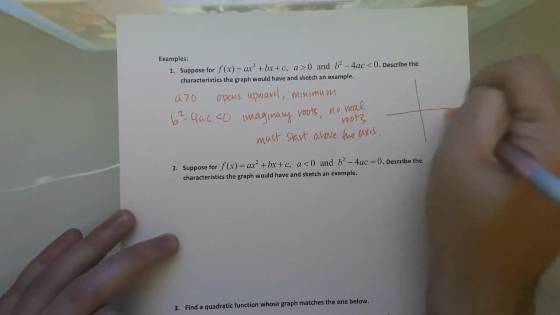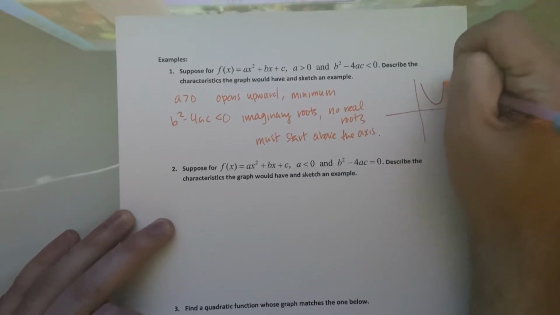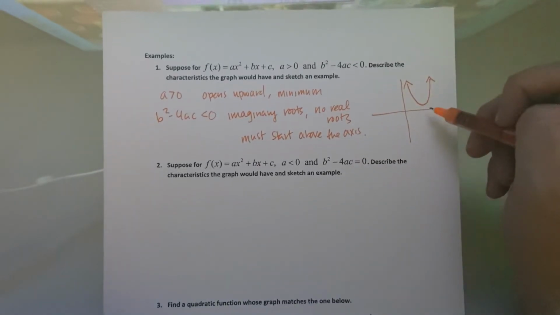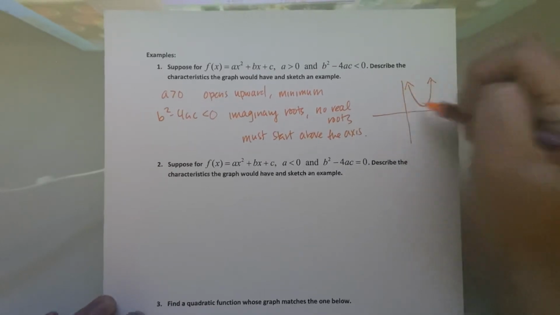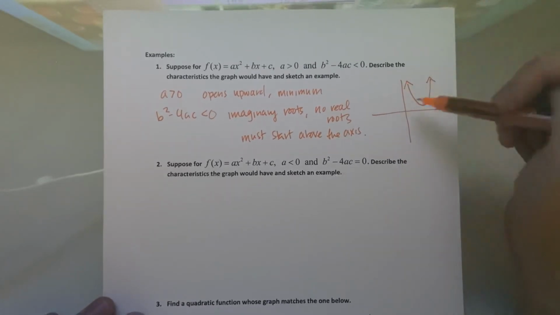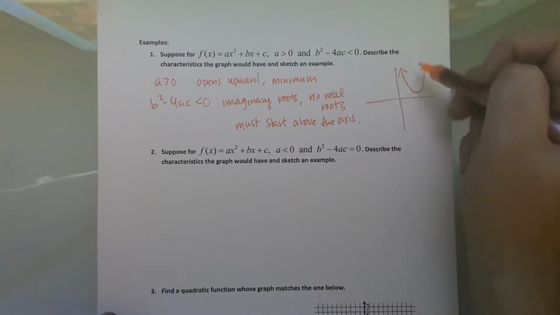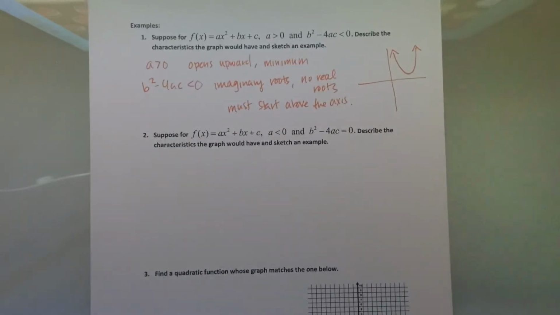So what does that look like? It could be on the left or the right, but we know it doesn't touch the axis, and it's got to be opening upward. So here we don't have any real roots. There's a minimum down here at the vertex. It's opening upward, and it starts above the axis. So that's all the things we need. And like I said, it could be on the left, it could be around the middle. It's just a sketch of an example of what it could be.